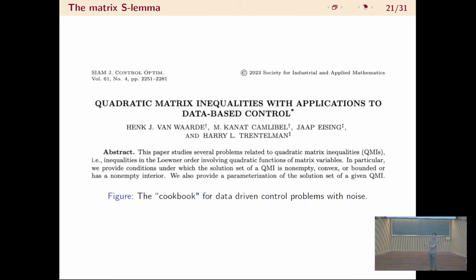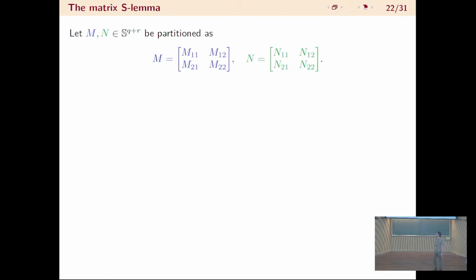But we also have a cookbook, and that's a cookbook for data-driven control problems using noisy data. We wrote that a couple years ago. And from that cookbook, I now take one theorem. So it's the following. I study matrices M and N, they're both symmetric, and I partition them in the following way. M is partitioned like this: M11, M12, M21, M22. M11 is Q by Q, M22 is R by R. Of course, since this is a symmetric matrix, also M12 is M21 transpose. In a similar way, I also partition the matrix N.